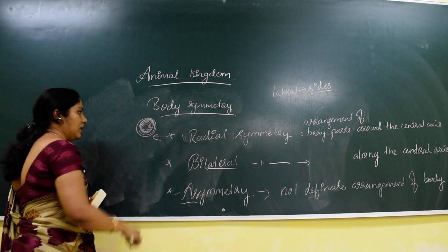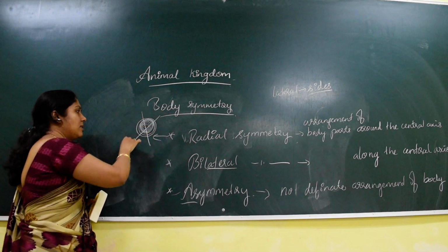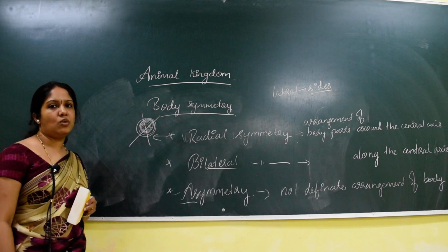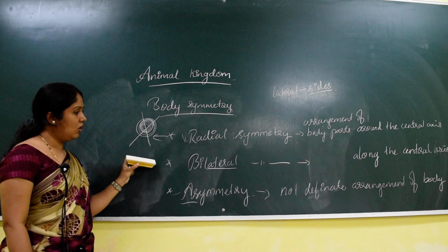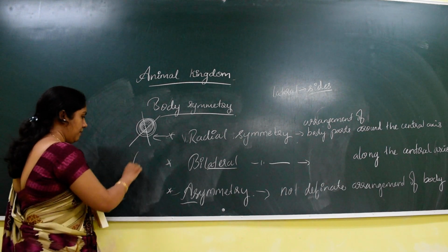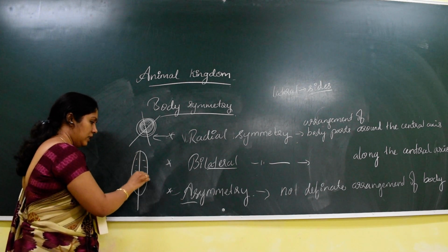It is arranged in this way. Now if I cut the organism in any plane passing through the central axis, we get two equal halves. That is radial symmetry. Whereas in bilateral symmetry, the body parts are arranged on either side of the central line.